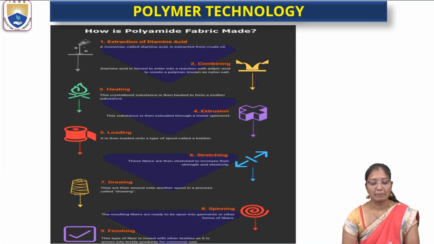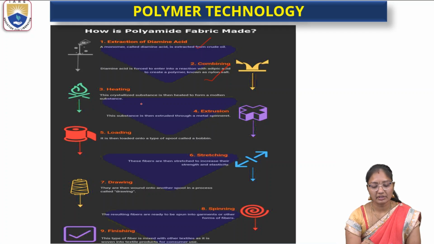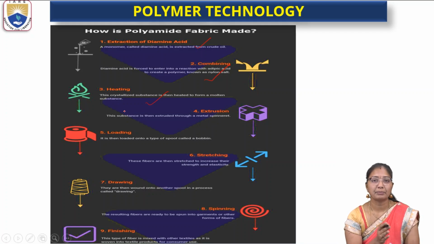So how is the polyamide fabric made? The first step is extraction of diamine acid. Two monomers are used in nylon 66 or polyamide preparation. First the diamine, then combining with another monomer, a carboxylic acid. Here they enter into a reaction with adipic acid to create a polymer known as nylon salt. Then the mixtures are heated. The crystallized substance is heated to form a molten substance, converting it from the crystalline salts to the molten substance.